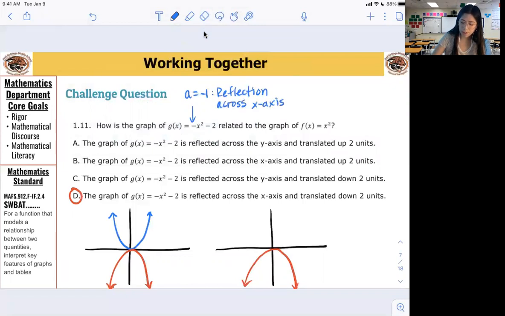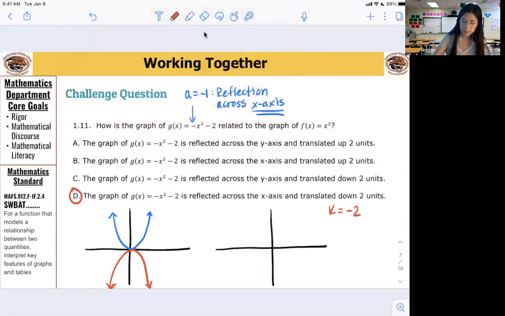So if you weren't so sure about that, I want you guys to take a moment and write it down in your notebooks, just as a reminder of which axis you're reflecting over. And why is it translated down 2 units, by the way? It is a -k. Yeah, -2. All right. So questions on this one?